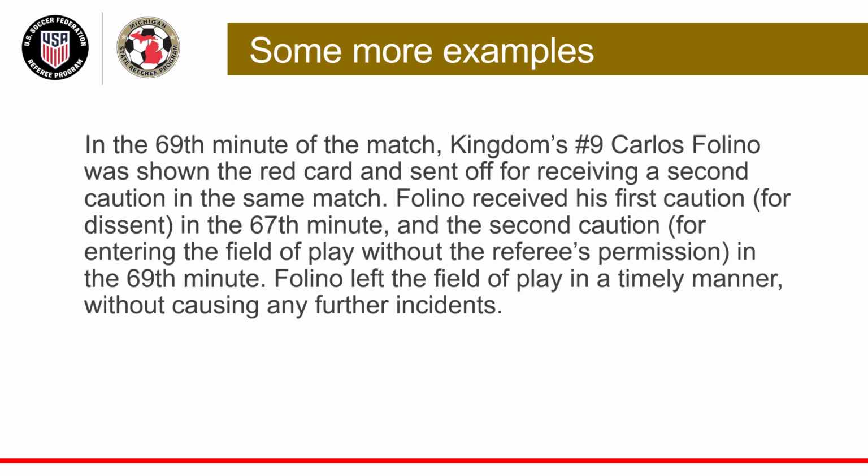Foligno received his first caution for dissent in the 67th minute and the second caution for entering the field of play without the referee's permission in the 69th minute. Foligno left the field of play in a timely manner without causing any further incidents. This is a good example of a second caution supplementary report.